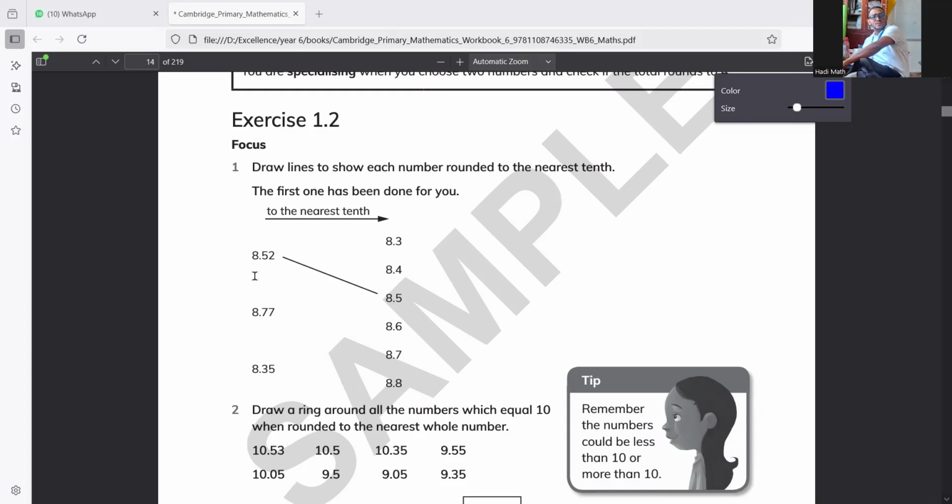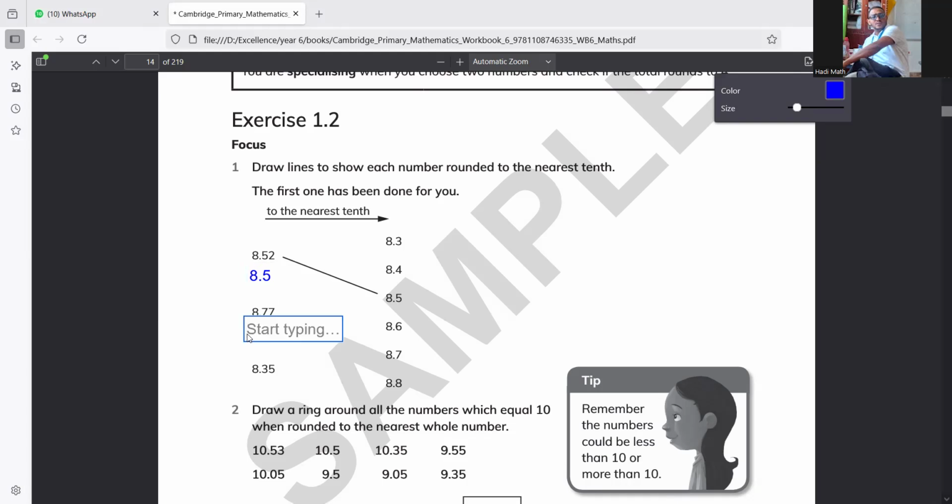This one, round it. It is 8.52. Round it to the nearest 10th. It's going to be 8.5. Why? Because after the 10th, there is 2. And when you have 2, you don't add 1. We said if 5 and more we add, less than 5, we don't add.